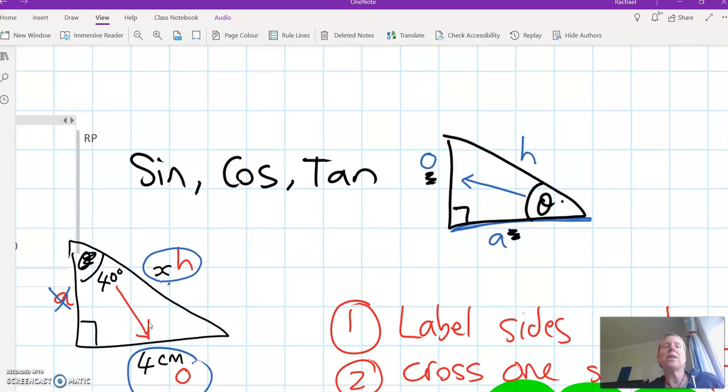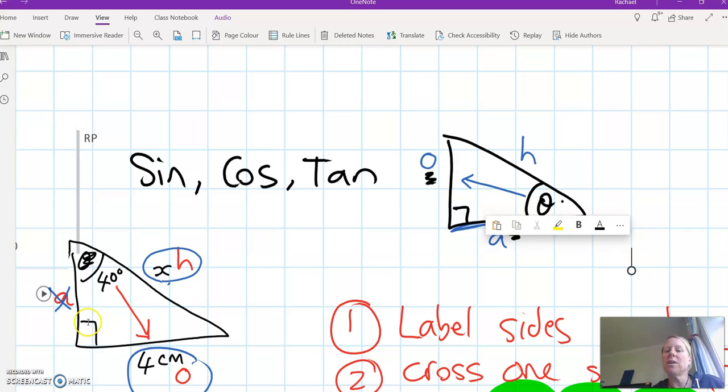With Pythagoras, we were only dealing with sides, and that was great. We knew two sides, so therefore we could figure out what the third one was. With trigonometry, we're now talking about an angle. In this case, we tend to call it theta, and we denote it with that lovely little theta sign.